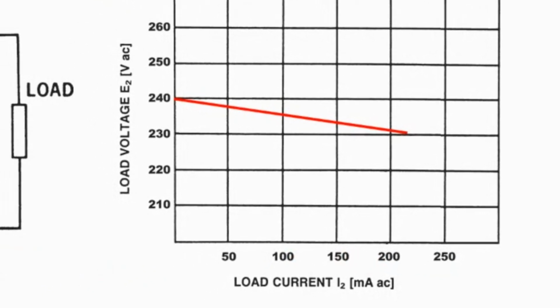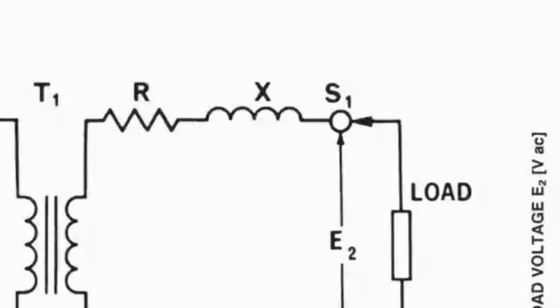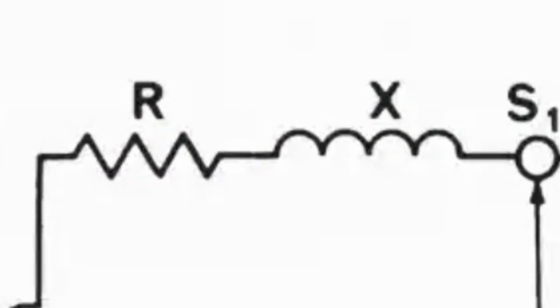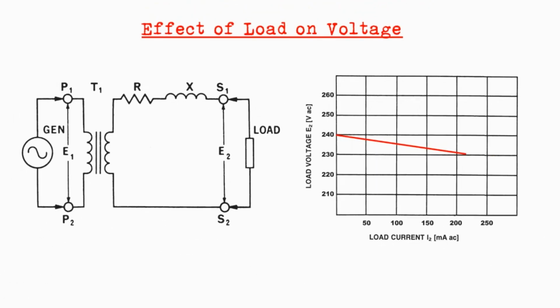Why? Because, as you recall, there was internal impedance for the generator. This internal impedance, represented here by R and X, resistance and reactance, will have current flowing through them and there will be voltage drop across them. As the load goes up, the higher the load current, the higher the voltage drop in this. And it's clear from the graph.